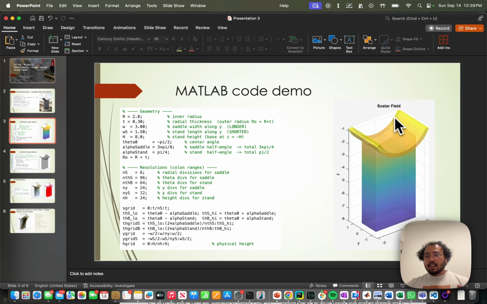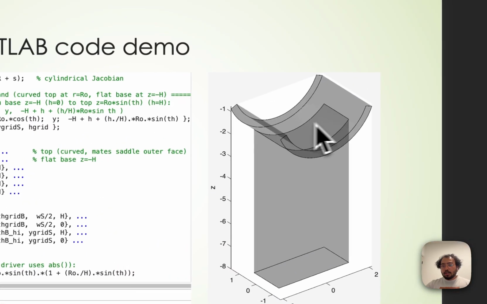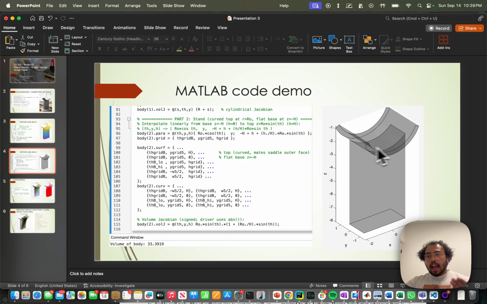On the right is a little teaser of how the scalar field looks, and I'll explain in a second what they mean. On the left here are the geometries that we just briefly touched on, so R, T, and so on. Here are my resolutions, and on the next slide I have an image of how the two parts, the saddle and the stand, are modeled in MATLAB. And here's a brief snippet of the code which I'll show you directly in MATLAB right now. So that's part 2. Let me jump into MATLAB.